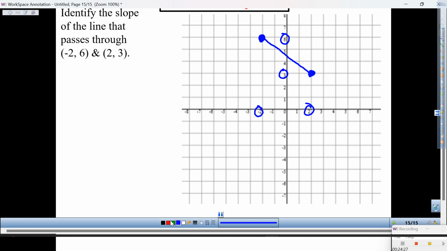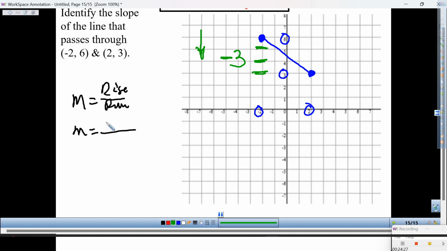So, let's see. I'm going to write m equals rise over run. M equals, let's see. What was the rise? Going from left to right, do I go up? No, I go down 1, 2, 3. Now look up, guys. If I go down, then it's not a positive step. It's a what? Negative. So this would be -3. Keep that in mind, please.